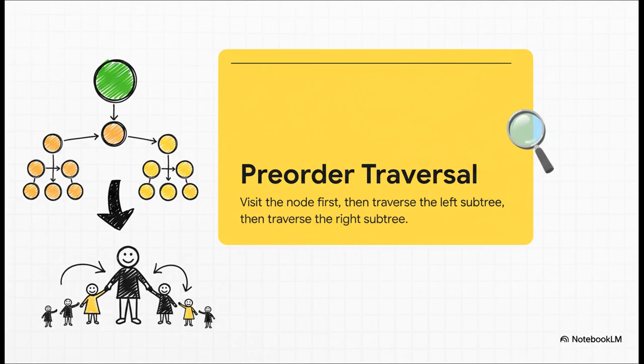First up, we've got pre-order traversal. The rule here is super simple to remember. Node, then left, then right. That's it. Node, left, right. Think of it like this. You visit the parent before you explore any of their children. You process the root of any subtree first.